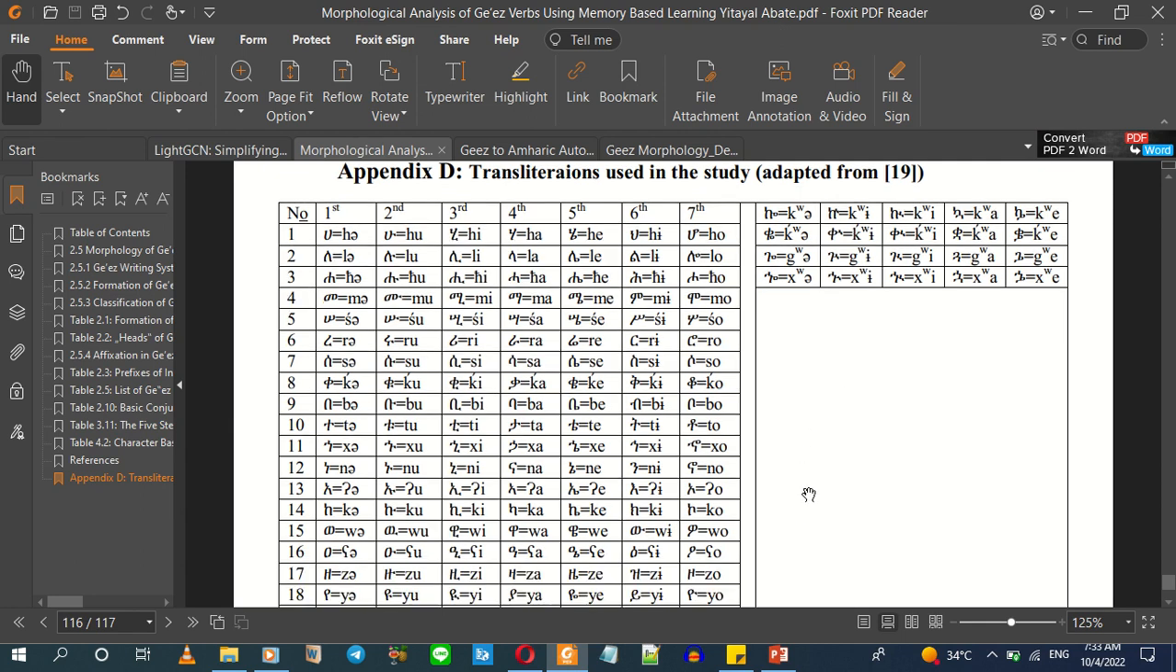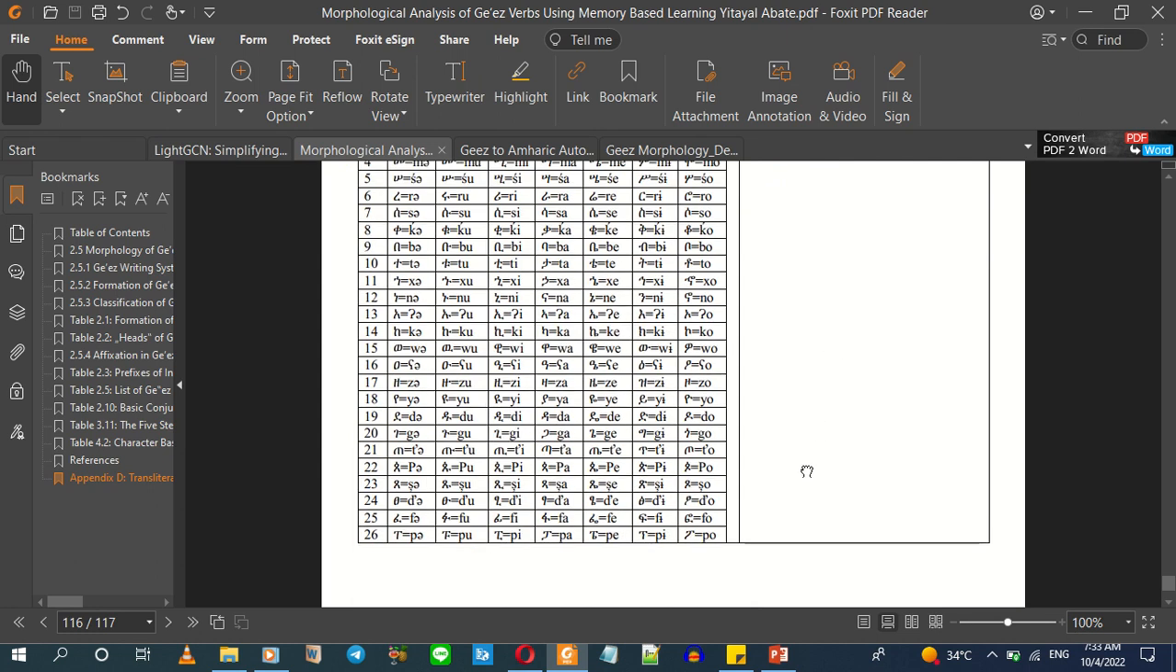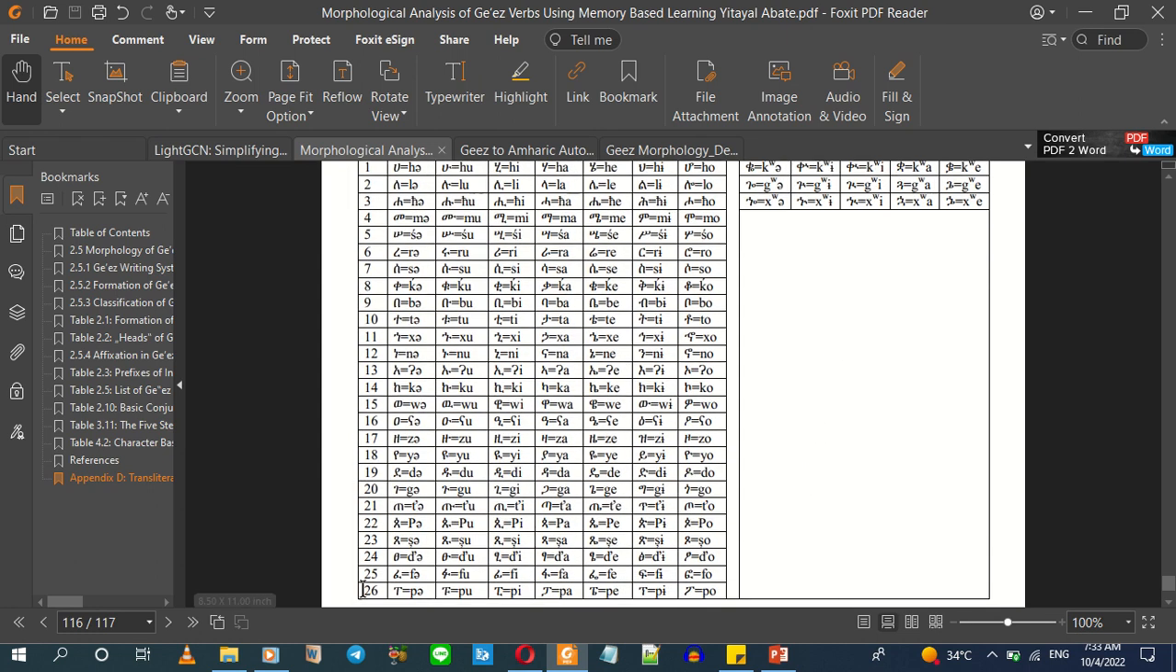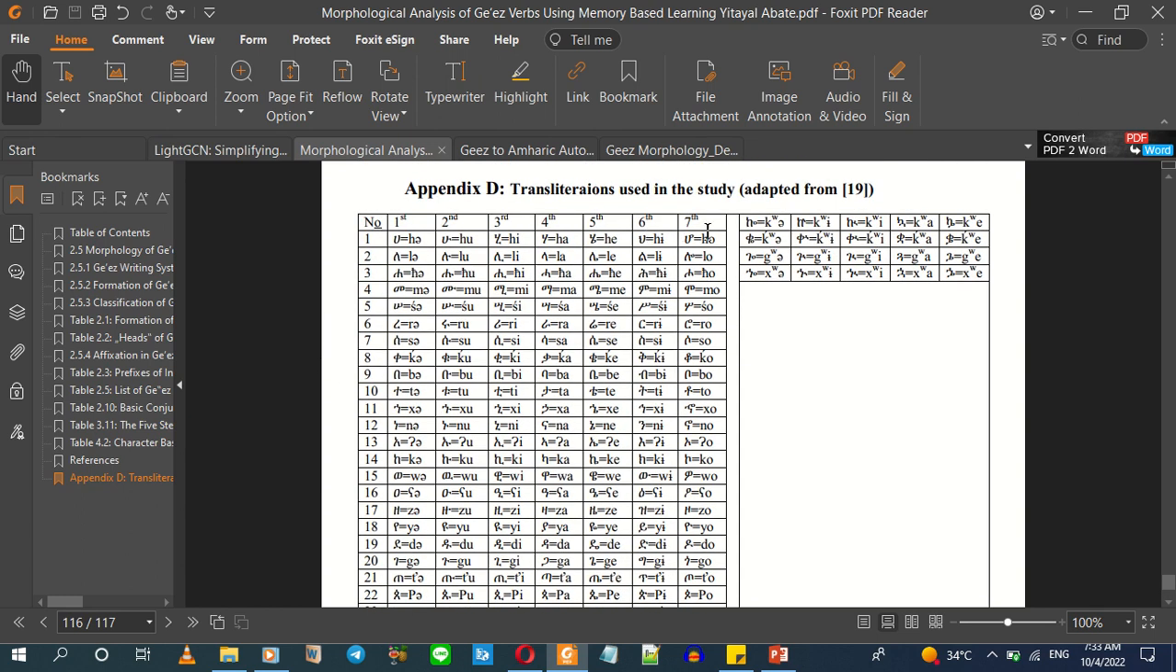Actually, Ge'ez has 26 basic characters, and each of the 26 characters has seven different sounds. For each sound there is its own character, a bit modified from the first order. We can use this transliteration to understand the alphabets. The first, for example, is ha.